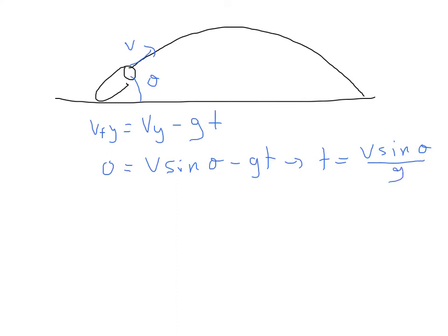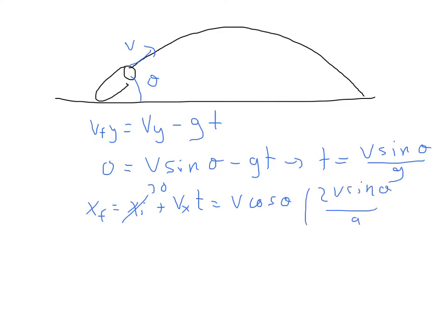Alright. Now, what's the range of this movement then? Well, I know that the final position is x initial, which in this case is 0, plus vx initial, which is vx because it's always the same, times t. And vx, remember, is v cosine of theta, and then t is twice that thing, right? So 2v sine of theta over g, and therefore the final position equals 2v squared cosine theta sine theta over g.